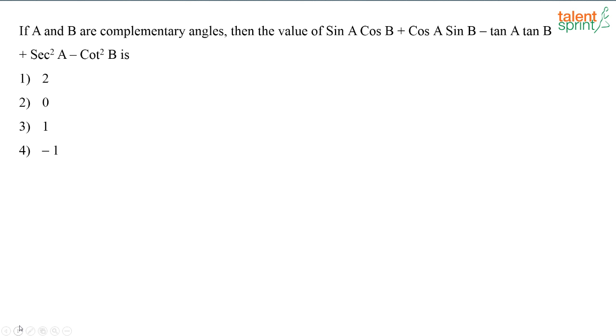If A and B are complementary angles, then the value of sin A cos B plus cos A sin B minus tan A tan B plus sec squared A minus cot squared B is dash.